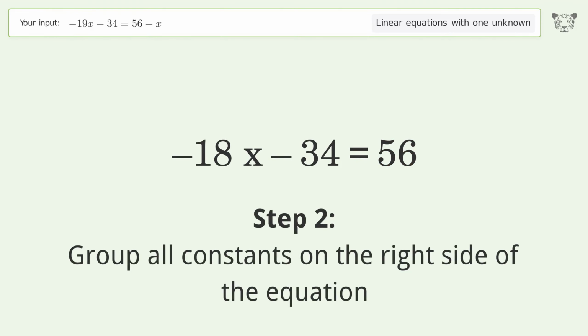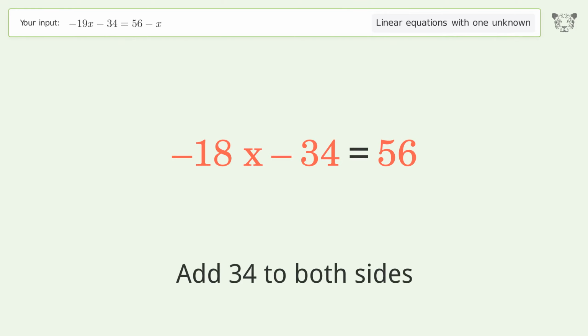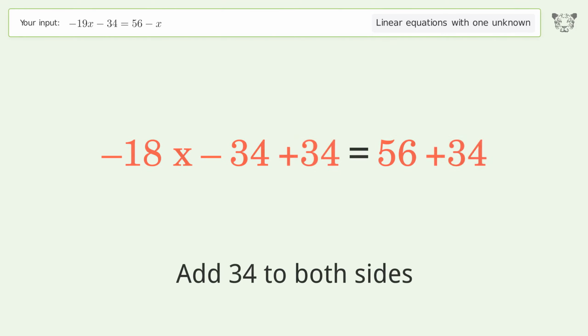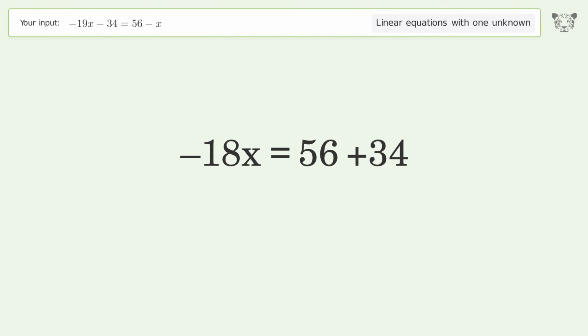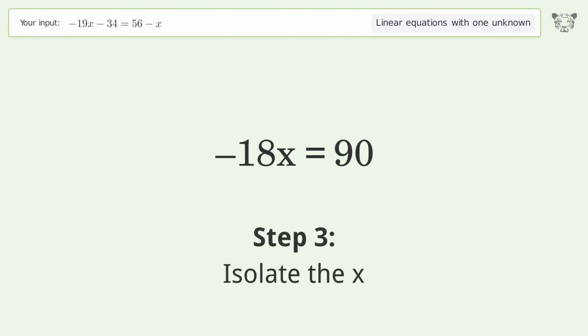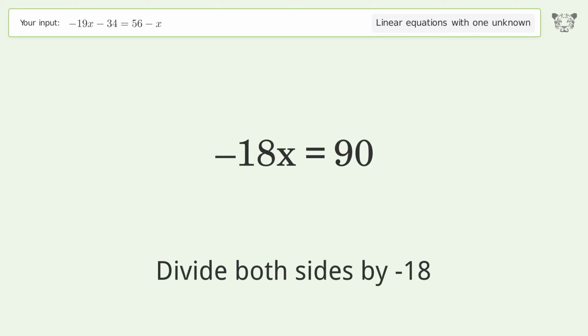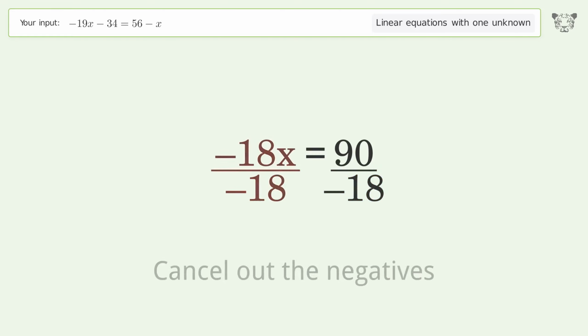Group all constants on the right side of the equation. Add 34 to both sides. Simplify the arithmetic. Isolate the x. Divide both sides by -18. Cancel out the negatives.